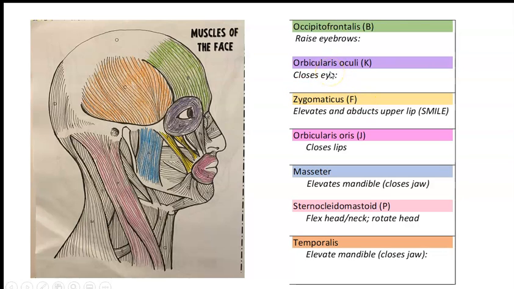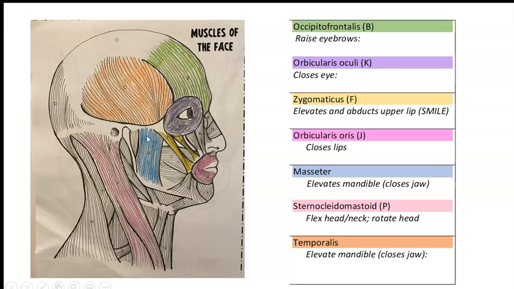The orbicularis oculi: you look across, you raise your eyebrows, and then you decide you're going to wink at them to bring their attention. This is the eye muscle that's going to allow you to wink or close your eyes. Then you decide that now that you've gotten their attention, you're going to give them a big smile. This is going to be the zygomaticus, which is in yellow here, which is going to raise and elevate your upper lip, causing you to smile. Then the orbicularis oris is closing the lips, so this might allow you to blow a kiss across the bar at that particular person.